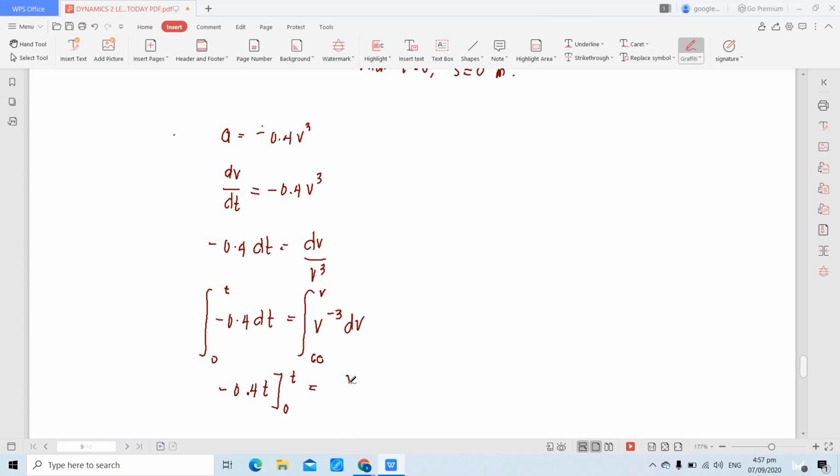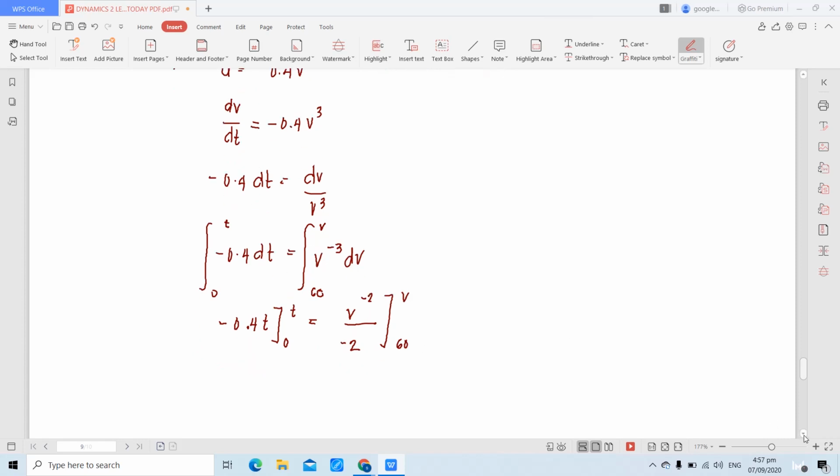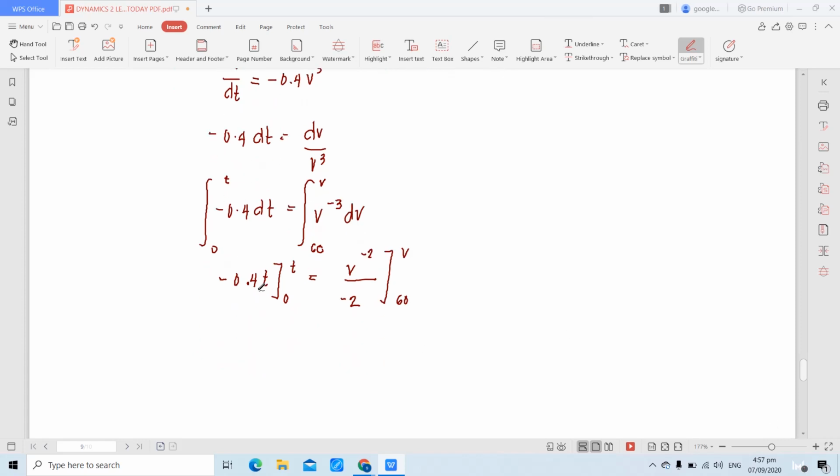That will become v to the negative 3 plus 1, negative 2 over negative 2, and that is from 60 to v. Apply now the limits. Upper limit first, negative 0.4 t minus negative 0.4 times 0, which is 0.